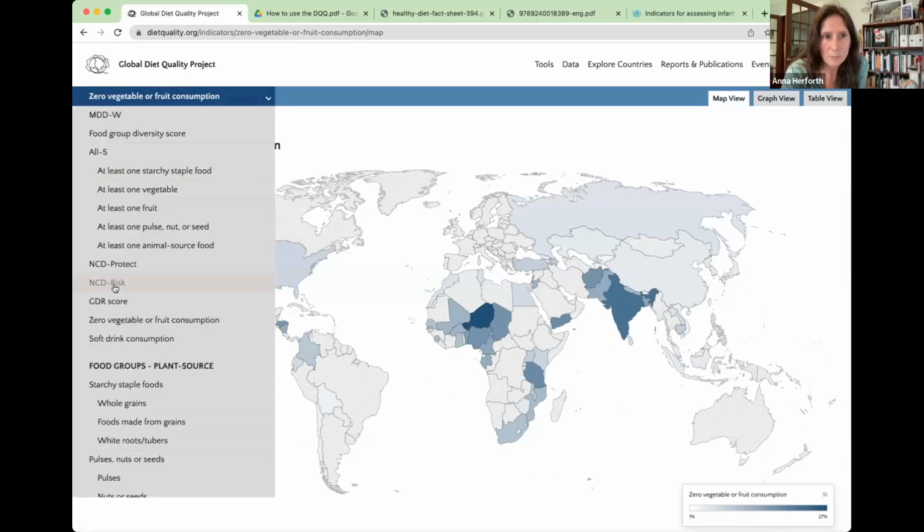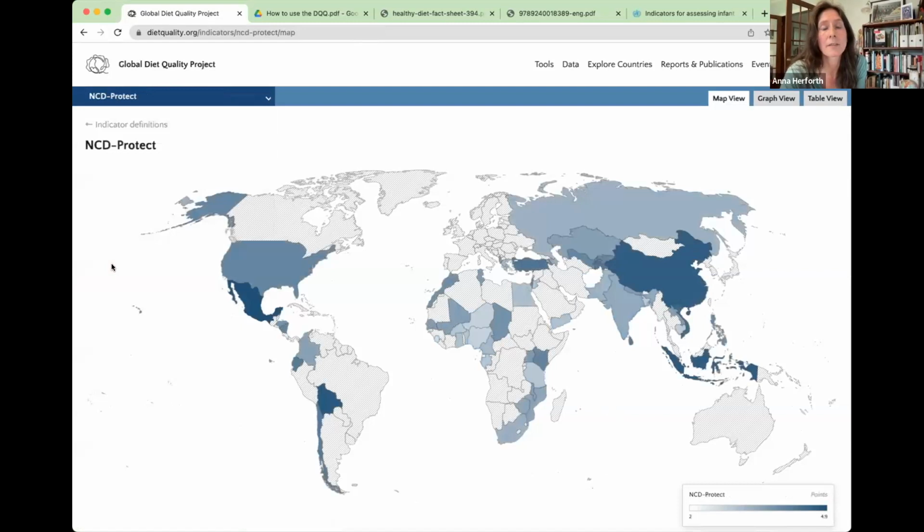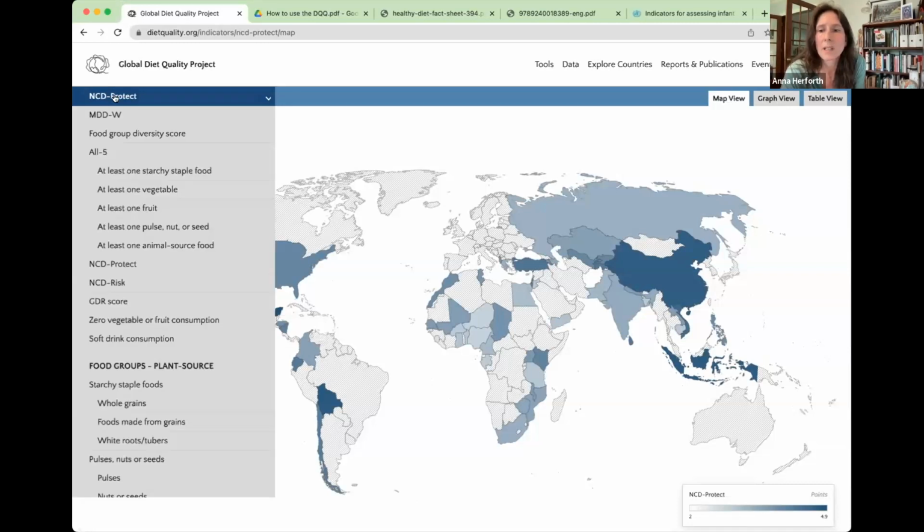And if we want to look at an indicator of these protective factors that protect against NCDs, this is generally an indicator about diversity of plant source foods, including whole grains, fruits and vegetables, legumes, nuts, and seeds. And we see quite a high diversity of fruits and vegetables showing up in some of the countries in Asia and Southeast Asia. We see actually Mexico shows up as having a fairly high score, and this is largely due to whole grain consumption.